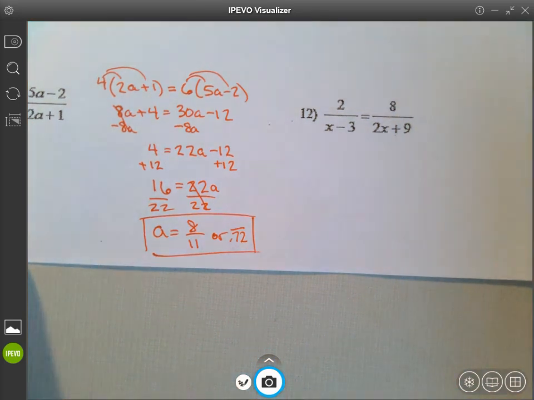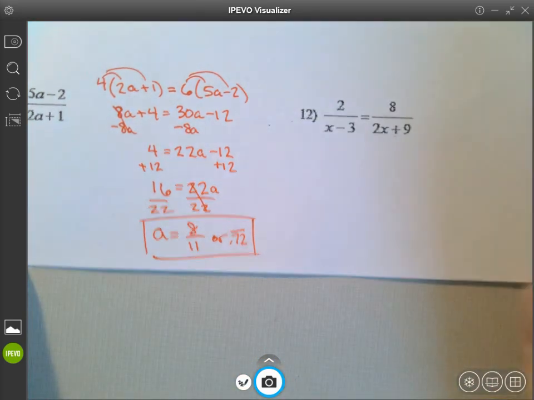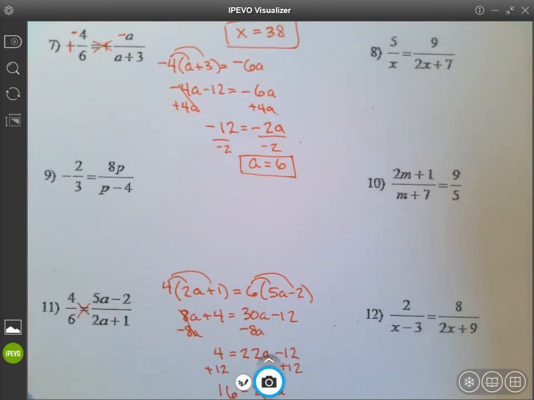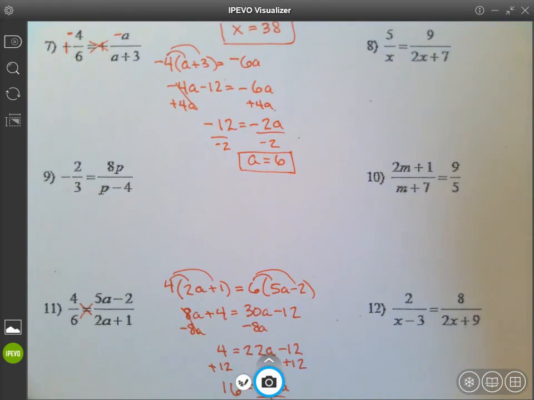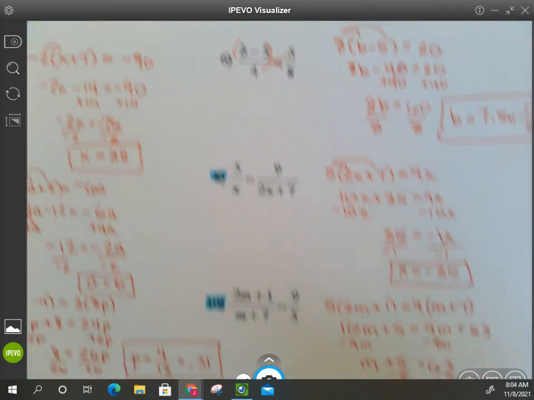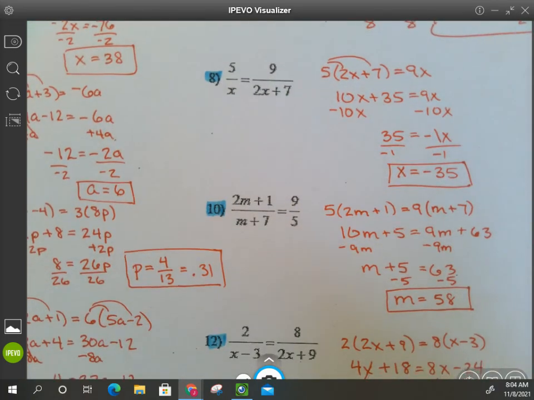Okay, so you have 1, 2, 3, 4 problems I'd like you to try. So 8, 9, 10, and 12. So give those a try, pause this recording, and then we'll look at them. All right, so I went ahead and highlighted the ones that I asked you guys to pause this and do.